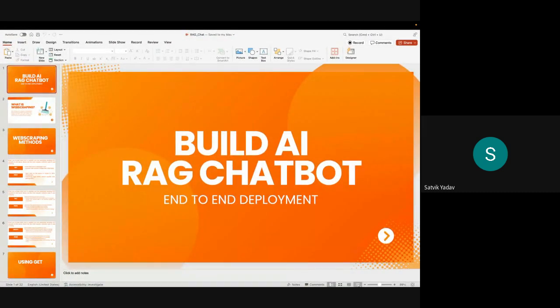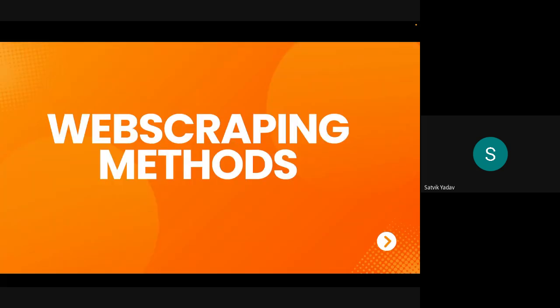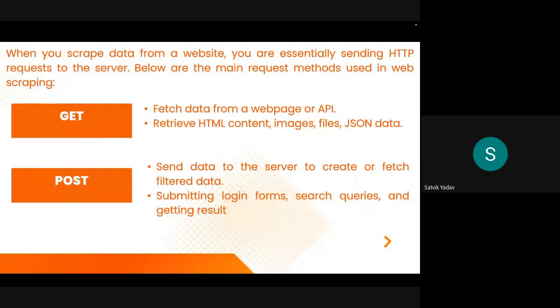So first, let's understand what is web scraping. Web scraping, as I mentioned, is the process of automatically extracting data from websites. Instead of manually going to the websites, selecting everything, and copy-pasting it in a document, which is a very tedious process, you want to run code which will automatically extract the content from the website. So this is the meaning of web scraping. There are a lot of methods to web scrape. I'll tell you what all the major steps are, and we will pick one method which we'll be using in this workshop.